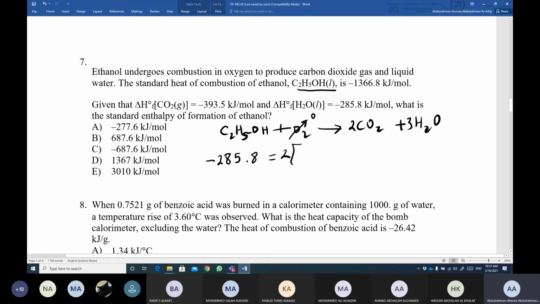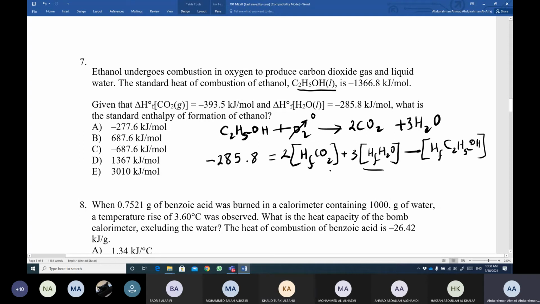Two times heat of formation of CO2, plus what? 3 times heat of formation of H2O, minus heat of formation of C2H5OH.